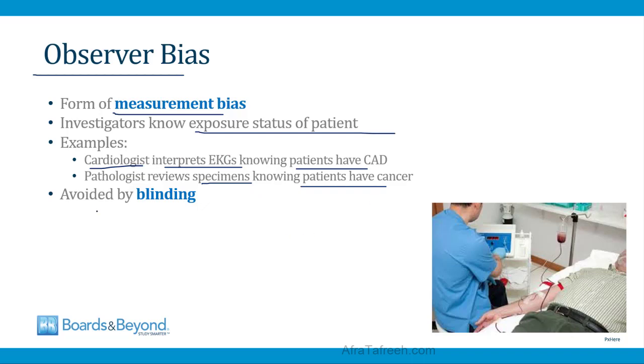And this type of bias is avoided by blinding, which refers to not allowing investigators to know the exposure status of the patient. So in many drug trials, investigators do not know whether the patient in the study that they are taking care of received the experimental drug or a placebo, and this helps to make sure that there won't be any observer bias where investigators interpret the findings in the patient based on knowing their exposure status.